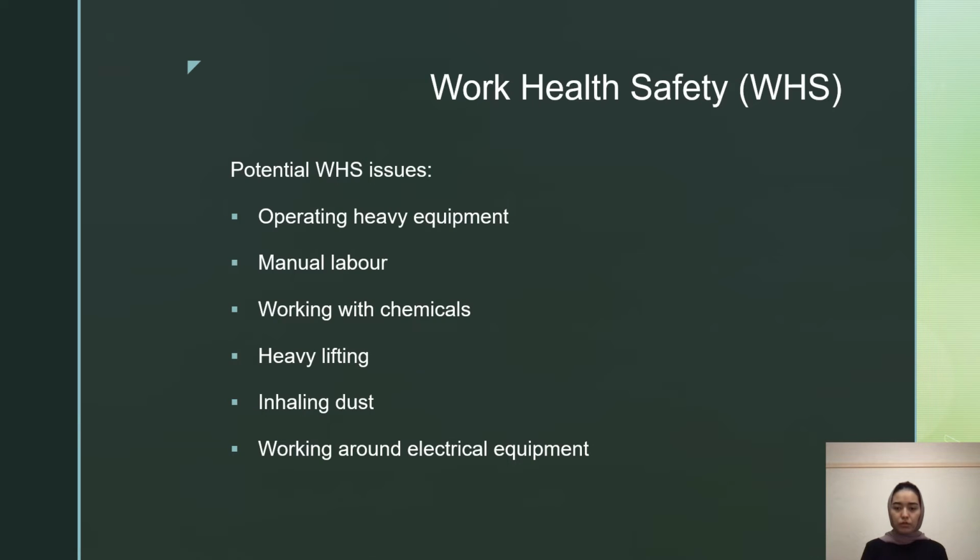During construction, workers could face some work health and safety risks. Therefore, prior to construction, management strategies need to be implemented to identify potential risks. Potential issues workers are exposed to on site include operating heavy equipment, manual labor, working with chemicals and toxic materials, heavy lifting, and dust inhalation.